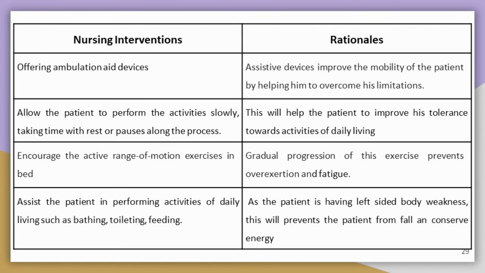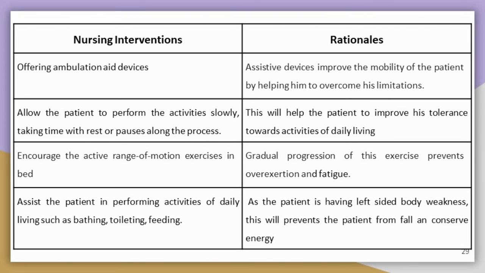Assistive devices improve the mobility of the patient by helping him to overcome his limitations. Second, allow the patient to perform activities more slowly and take time. This will help the patient to improve his tolerance towards activities of daily living. The third is encourage the active range of motion exercise in bed. Gradual progression of this exercise prevents overexertion and fatigue of the patient.